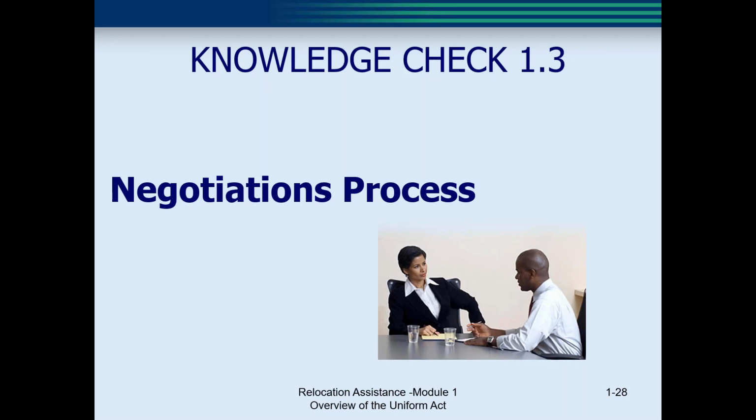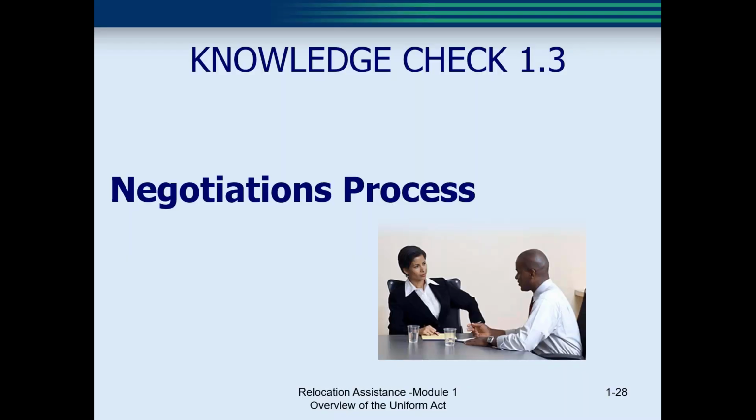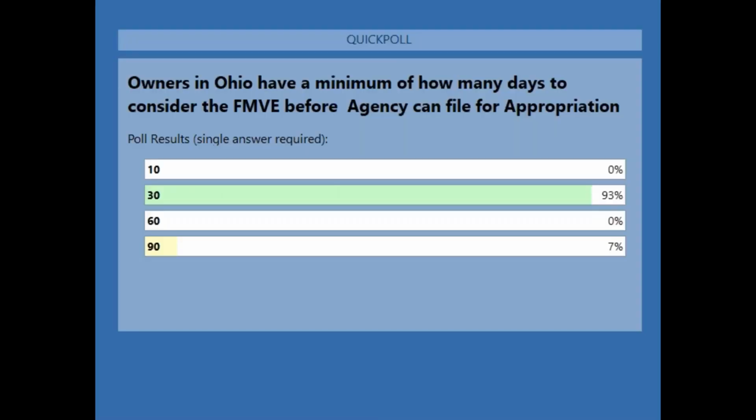Okay, the next question. Owners in Ohio have a minimum of how many days to consider the fair market value before the agency can file for appropriation. Great. You guys did really well on that. 30 days.